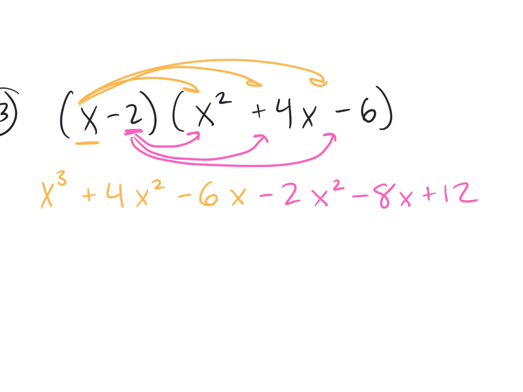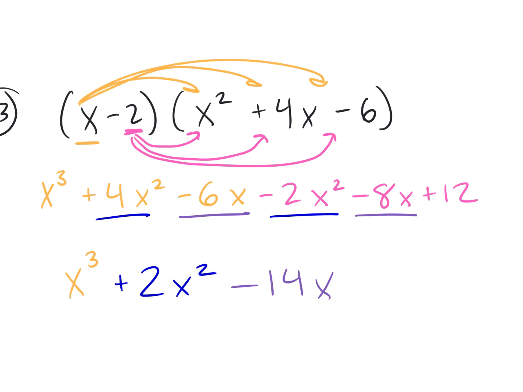What can I do next? Combine like terms. So I only have one x cubed. So I'm going to start with x cubed. Then I have 4x squared minus 2x squared. What's 4x squared minus 2x squared? Positive 2x squared. Perfect. We just do 4 minus 2, and then the x part stays the same. And then I have negative 6x minus 8x would be negative 14x. And then just plus 12. Do I have anything to combine with that? Nope, so just plus 12. So this would be our answer.